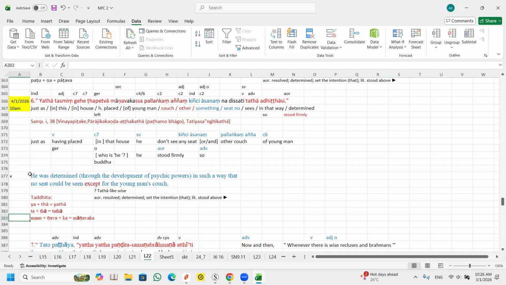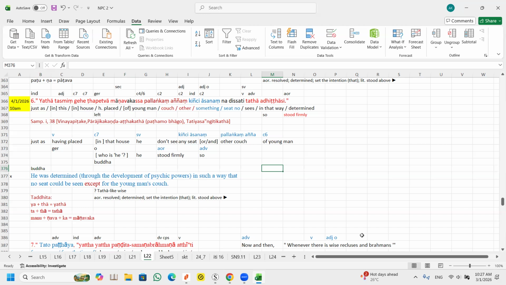This one you cannot translate, because he belongs to the Buddha. The Buddha was determined through his psychic power in such a way that no seat can be seen except the young man's couch. So this is something very challenging. One line translation is very, very difficult. You get what I mean?